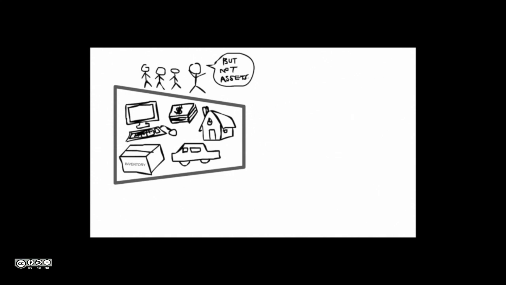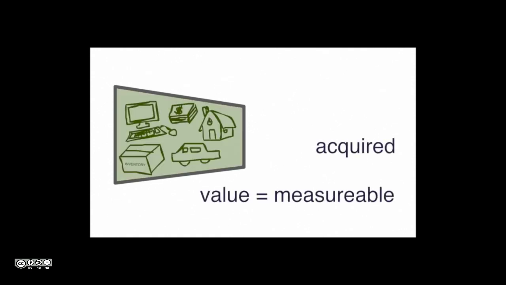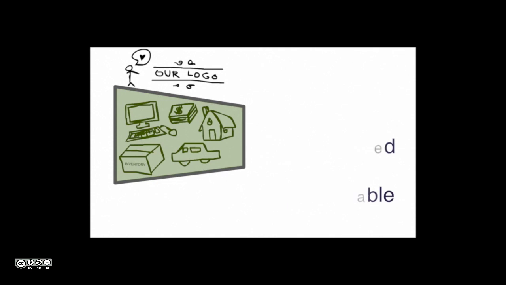To be counted or recognized as an asset for accounting purposes, the item in question must have been acquired and the value measurable. Since people can't be owned, and since the value of a reputation is too hard to measure precisely, as accountants we don't count them as assets.